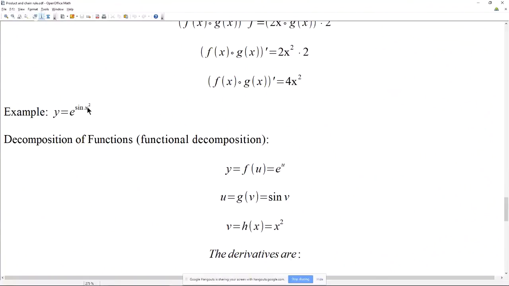Oh, x squared. Right. Now, v is equal to x squared. So now we've got three different things we know. We've got y equals this, u is equal to this, and v is equal to this. Right?